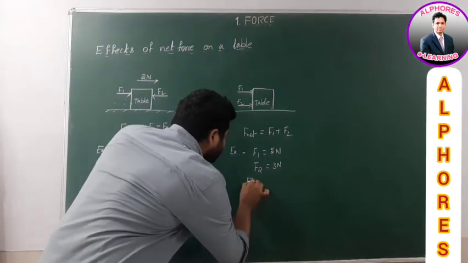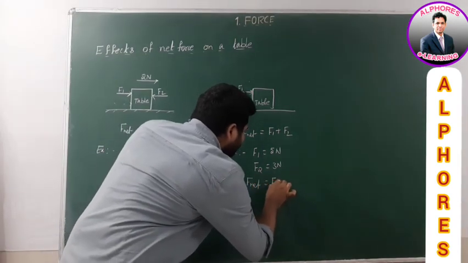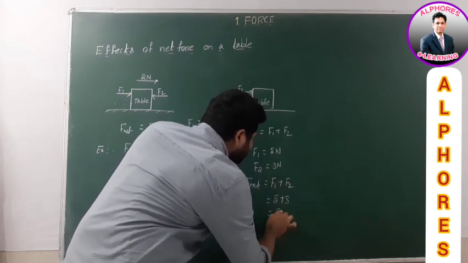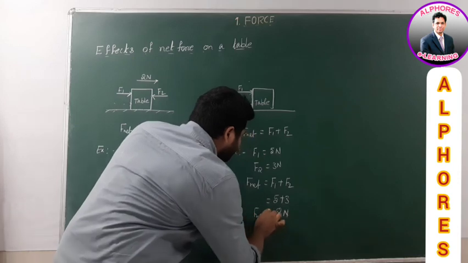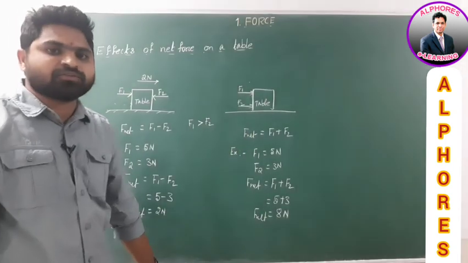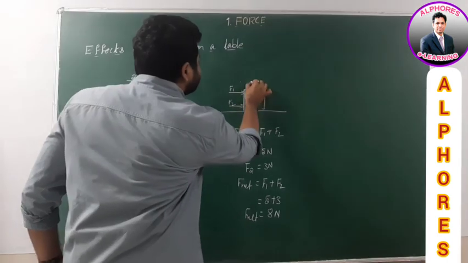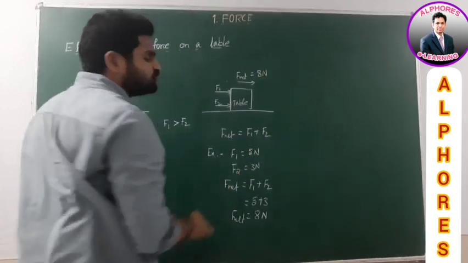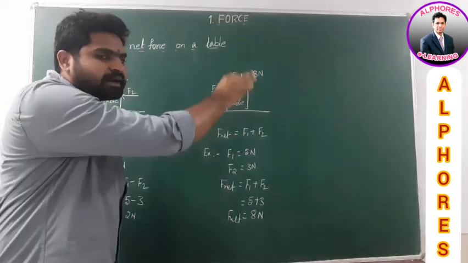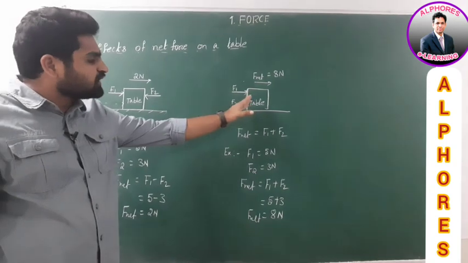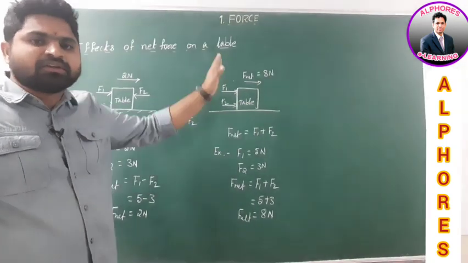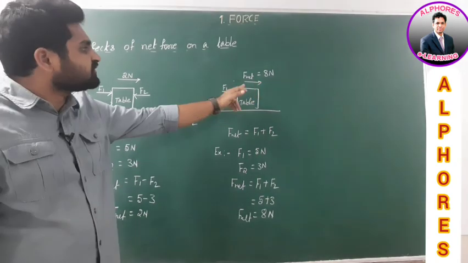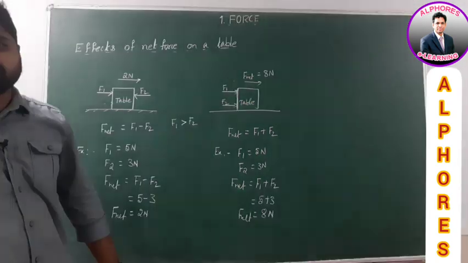So the net force acting on the table is F1 plus F2. So it is 5 plus 3, which is equal to 8 Newton. Resultant force is equal to 8 Newton. So the table is moving with a net force of 8 Newton to the right, because the forces are acting on the table towards the right. I hope you understand this concept.